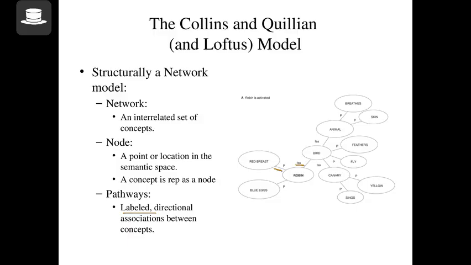And these are directional. In other words, you can say Robin has red breast, but you cannot say red breast has Robin. So the pathways are directional. Similarly, you can say Robin is a bird, but you cannot say bird is a robin, because that's not an accurate statement. So these pathways are labeled directional associations between concepts.